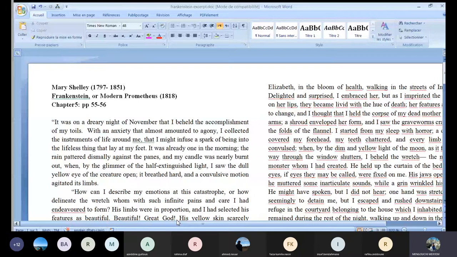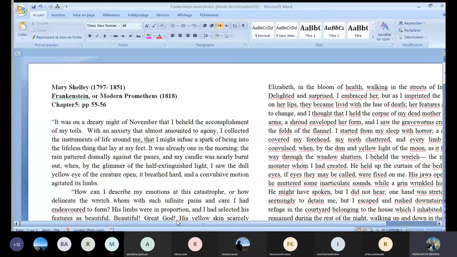The novel can also be referred to as epistolary, and that's because it's written in the form of letters. Okay, so let me write this down. The novel can also be referred to as epistolary because it was written in the form of letters.